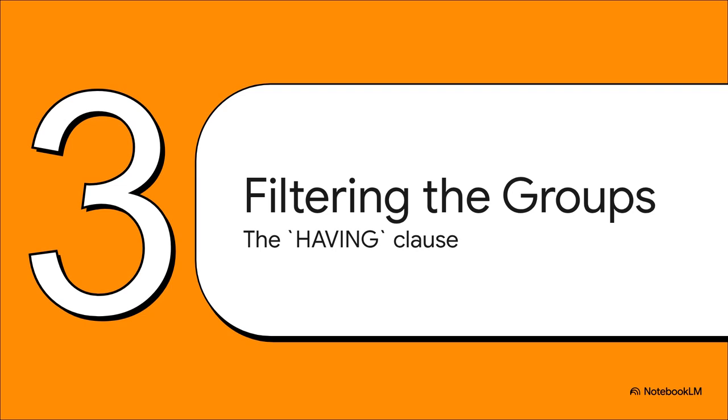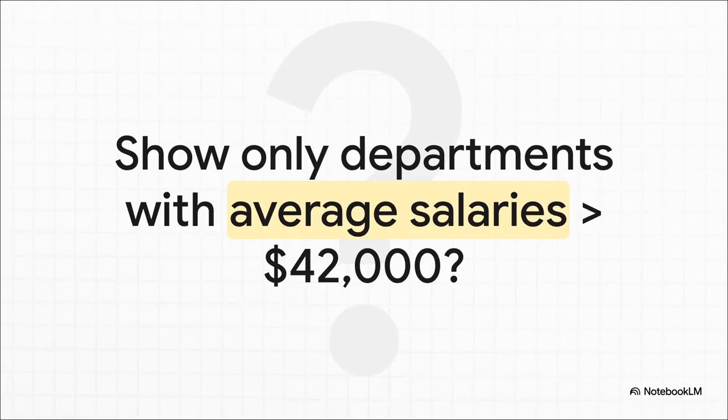Okay, this is great. Now we've got our list of departments and their average salaries all laid out. So what's next? Well, the next logical thing to do is to start filtering these groups to find the really interesting ones, the outliers. So you might get a question like, can we only see the departments where the average salary is above, say, $42,000?